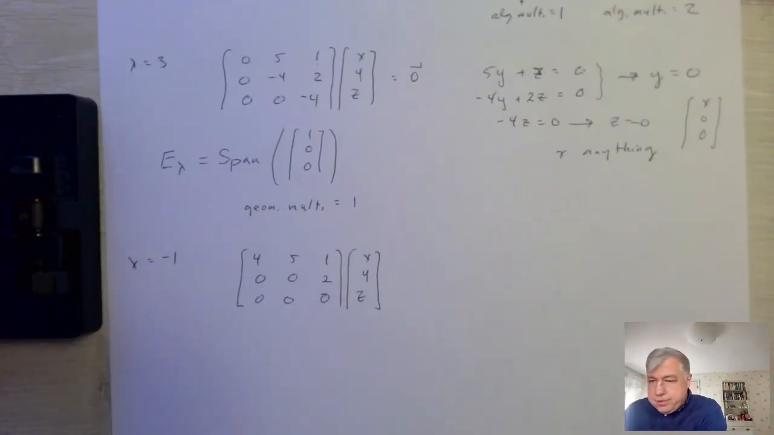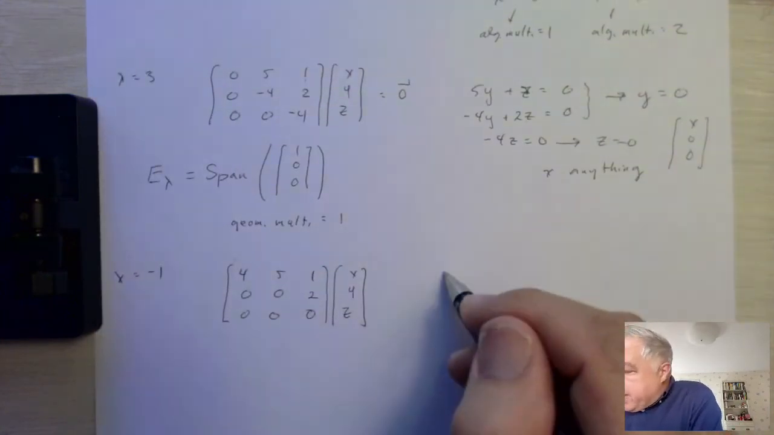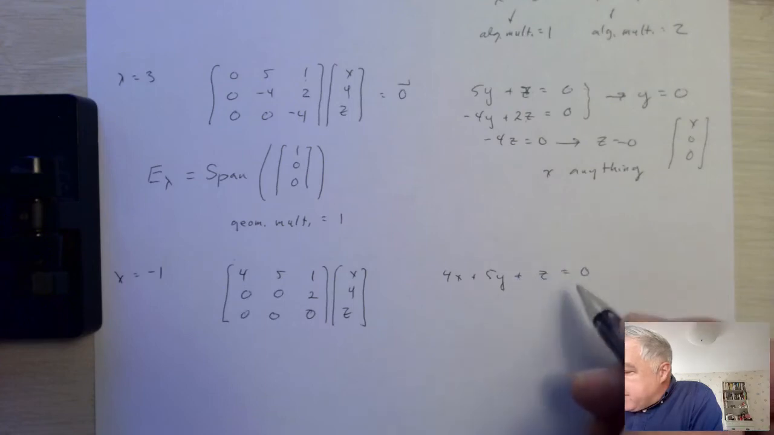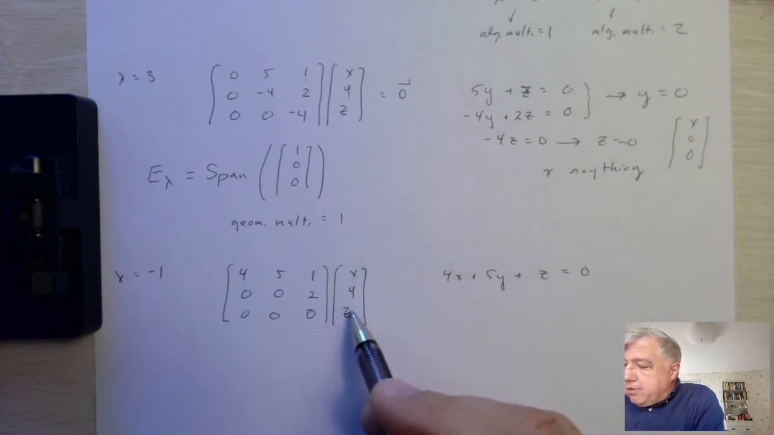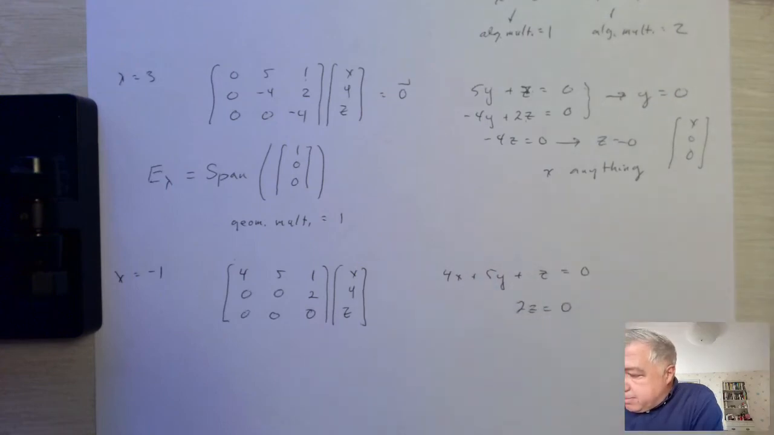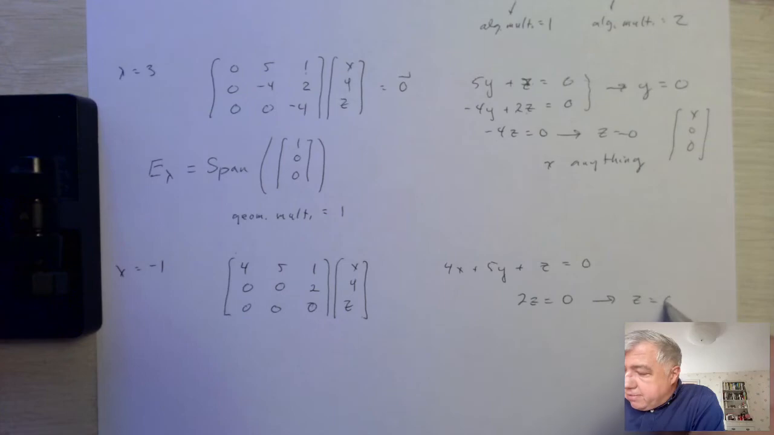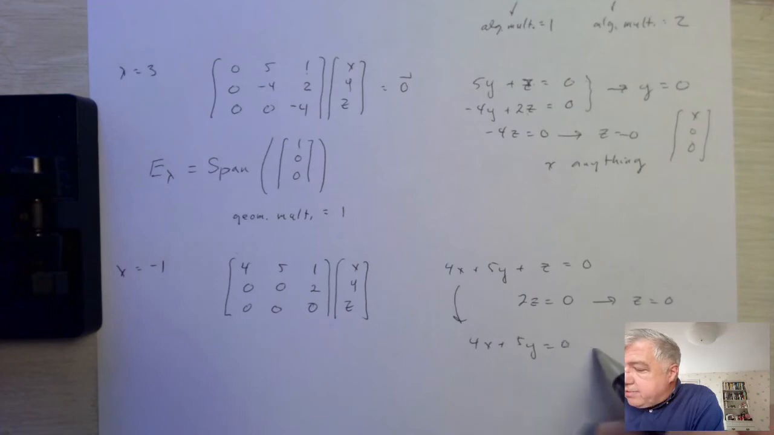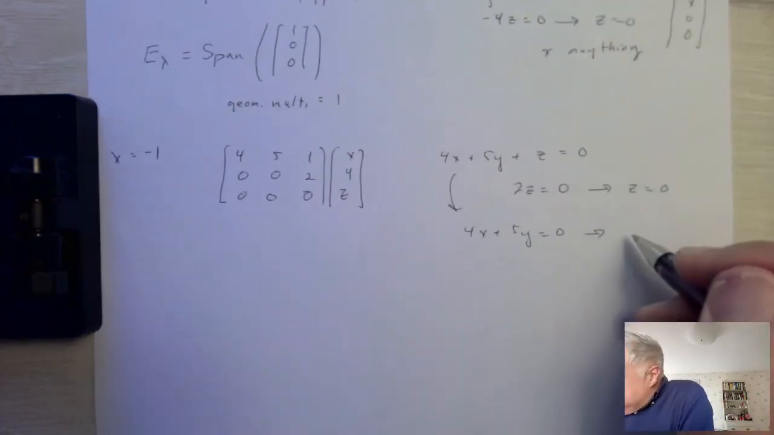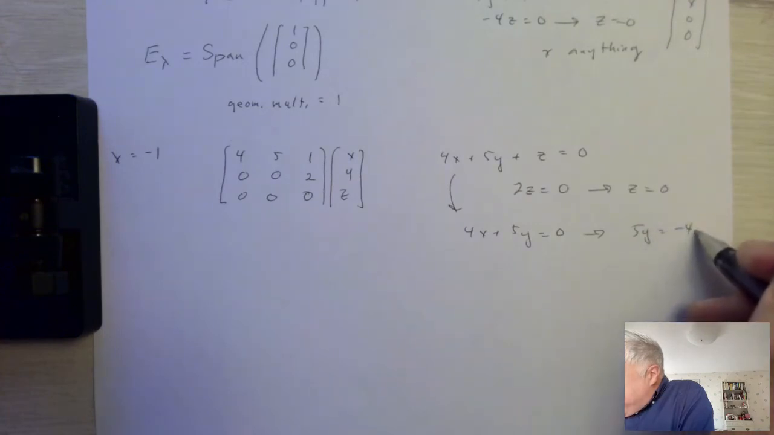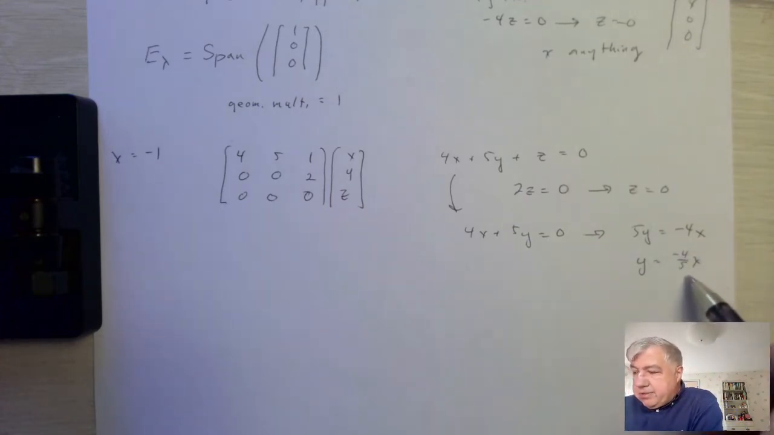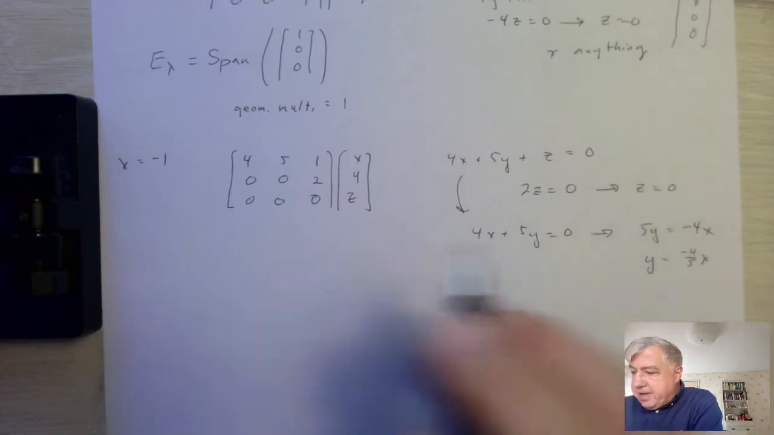All right. So we get 4x plus 5y plus 1z is equal to 0, and then we get 0 plus 0 plus 2z is 0. Okay, so that means z is 0, and this tells us that 4x plus 5y equals 0, or 5y equals negative 4x, which is y is negative 4/5 x. Okay, so x can be anything we want. y is negative 4/5 times that, and z has to be 0.